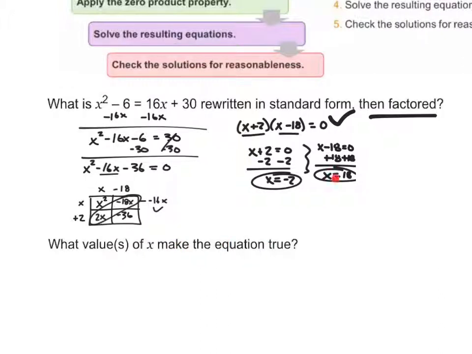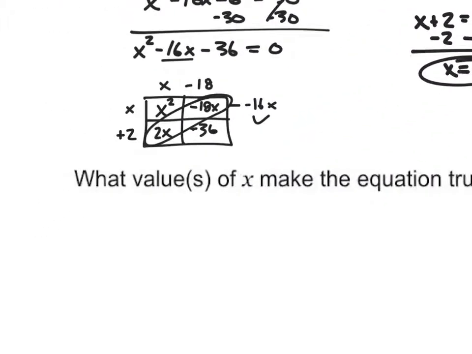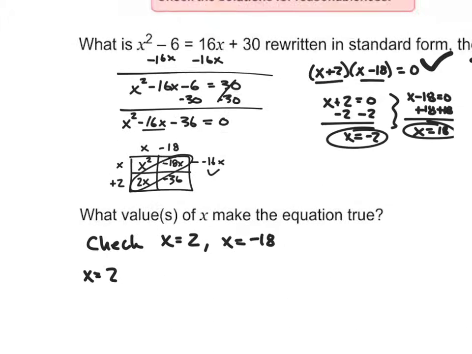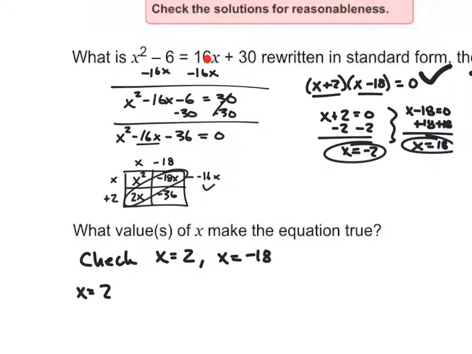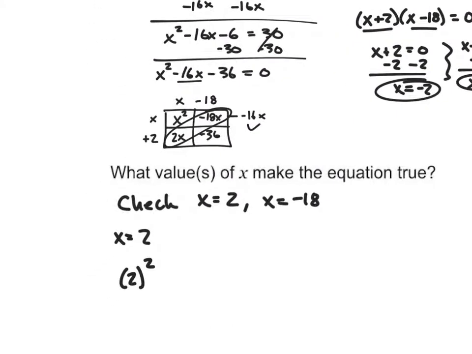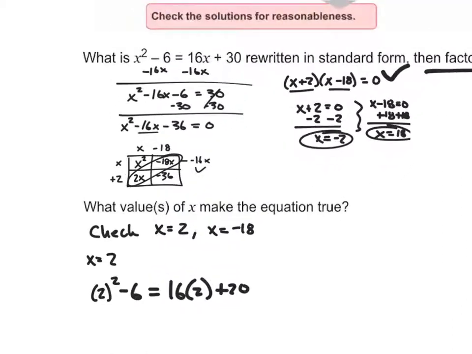Okay, so we solved these values, but let's go ahead and check these, okay? So what I want to do is check that x is equal to 2 and x is equal to negative 18. So let's start with x equals positive 2. Now in this, I want to check this in the original equation. So I'm going to plug in 2. So I'm going to do 2 squared minus 6. Is that equal to 16 times 2 plus 20? I'm sorry, plus 30.